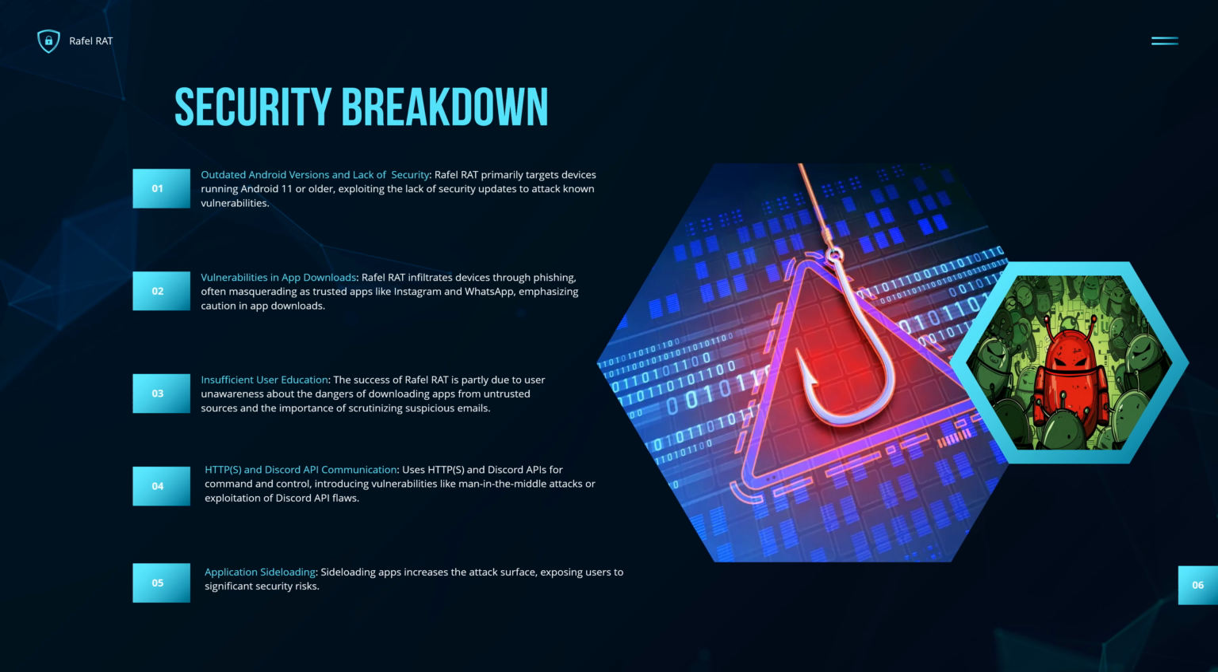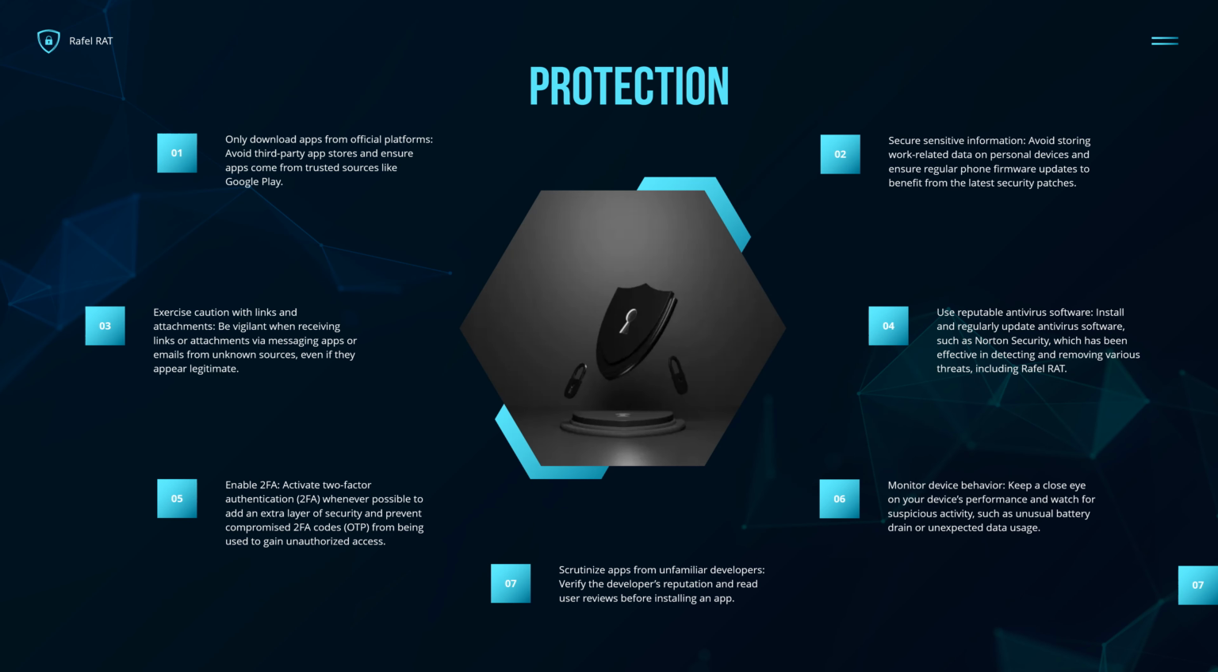Another critical point is HTTPS and Discord API communication. Rafel RAT uses HTTPS and Discord APIs for command and control, which can introduce vulnerabilities like man-in-the-middle attacks or exploitation of flaws within the Discord API. Finally, application sideloading is a significant risk factor. By sideloading apps, users increase the attack surface, making their devices more susceptible to security risks. These vulnerabilities collectively show how Rafel RAT can effectively exploit weaknesses in both technology and user behavior to carry out its attacks.